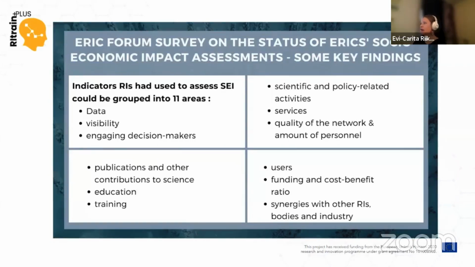publications and other contributions to science, education, training, some scientific and policy-related activities, services, quality of the network or number of personnel, their users, funding and cost-benefit ratio, or synergies with other RI bodies and industry. So the themes were very varied again. And also, as we can see later on, some of these indicators were more related to the RI's performance, and some were related to longer-term impacts.